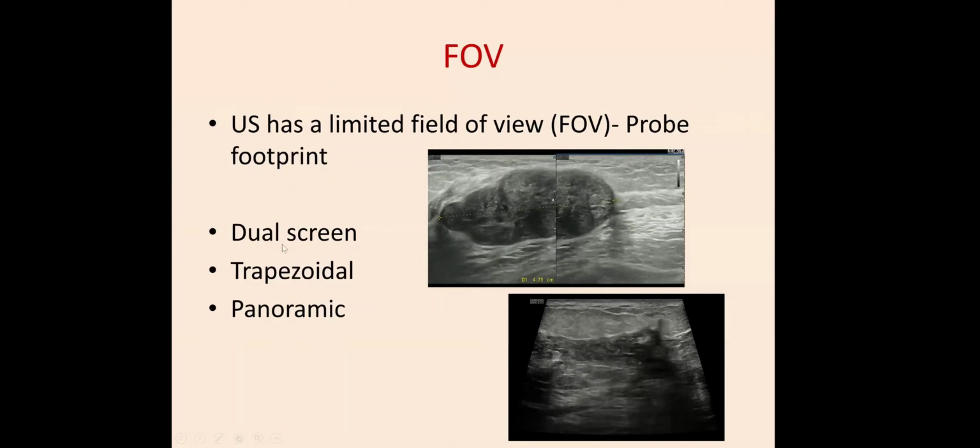There are three ways that you can do this. One is dual screen, where you split your monitor display into two, the dual display, and you put your lesion side to side without overlapping, and you can measure the entire length. That is a dual screen, but you might not be able to accurately align the lesions.